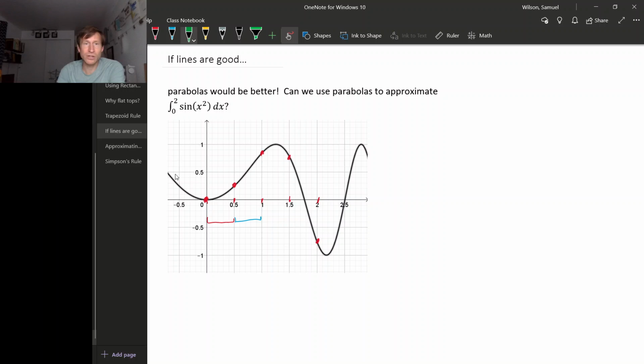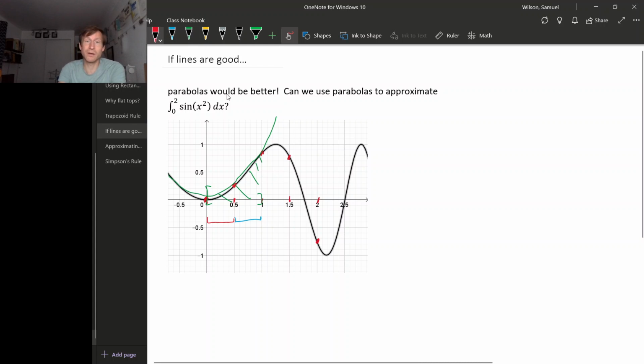And maybe it looks something like this, right? So on the interval from 0 to 1, we're going to use just this parabola. And on the interval from 0 to 1, the area under the parabola is almost the same as the area under the graph of the function.